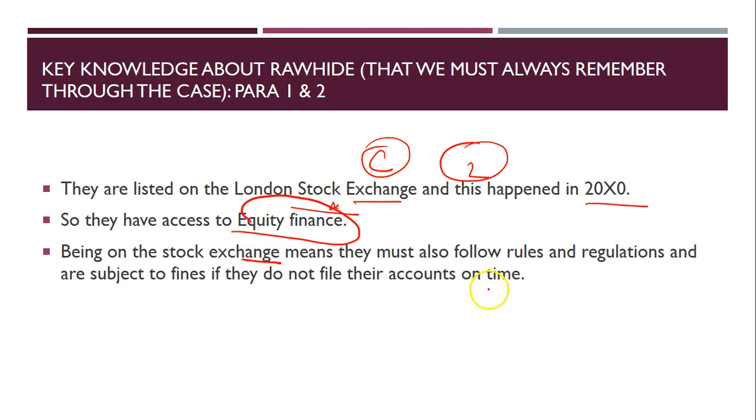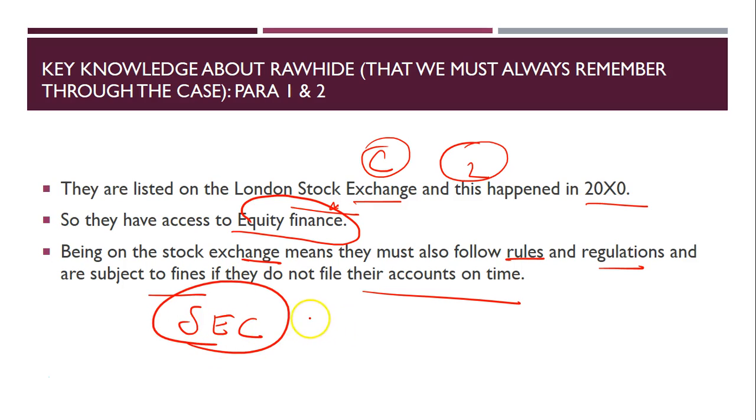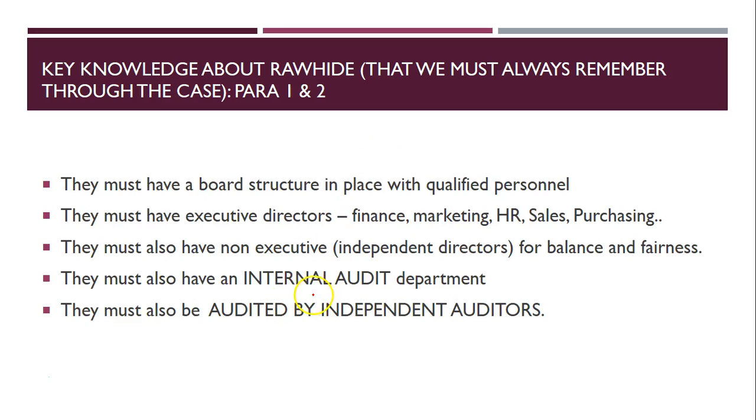Being on the stock exchange means they must also follow the rules and the regulations and are subject to fines if they do not file their accounts on time. And there's something else also called the Securities Exchange Commission. They set guidelines for companies that are listed on the stock exchange, and they have to follow those. So it's imperative they have a board structure with qualified personnel.